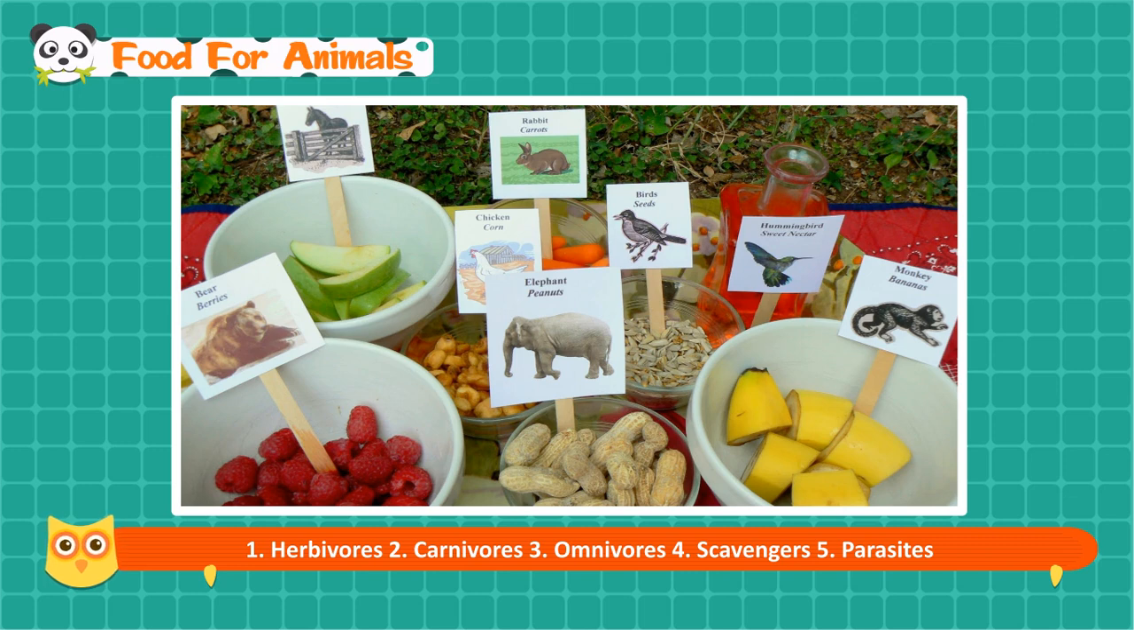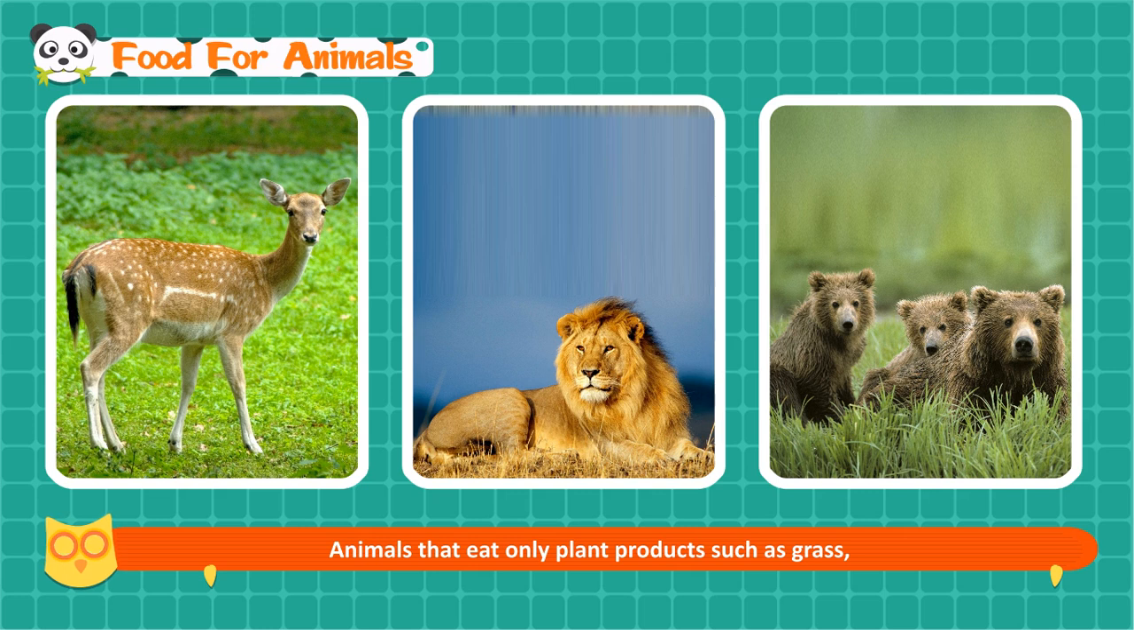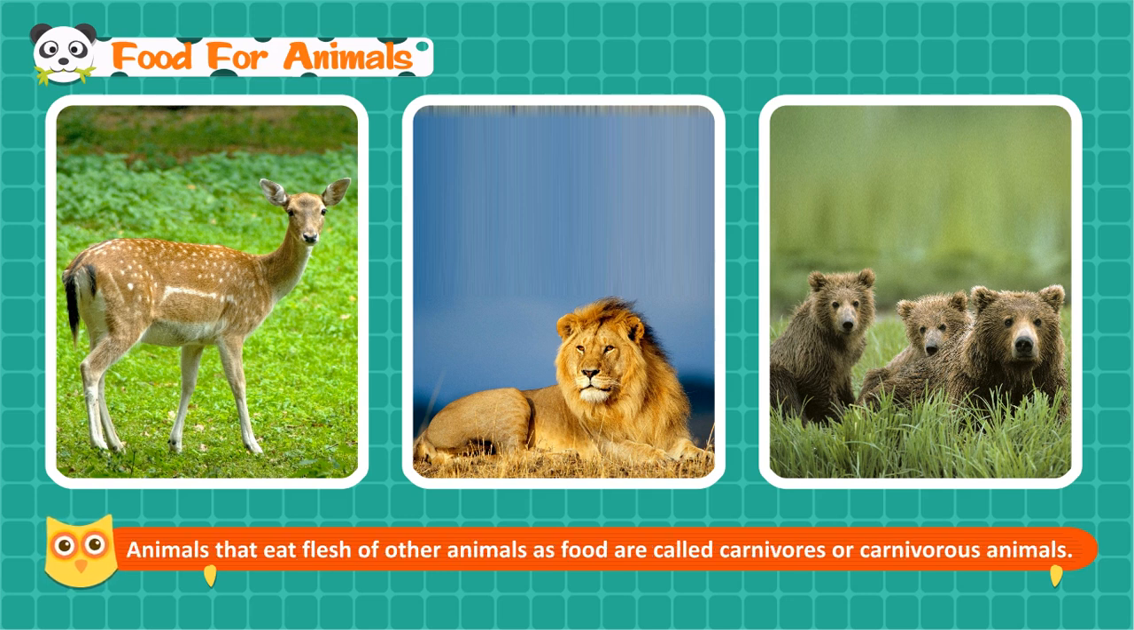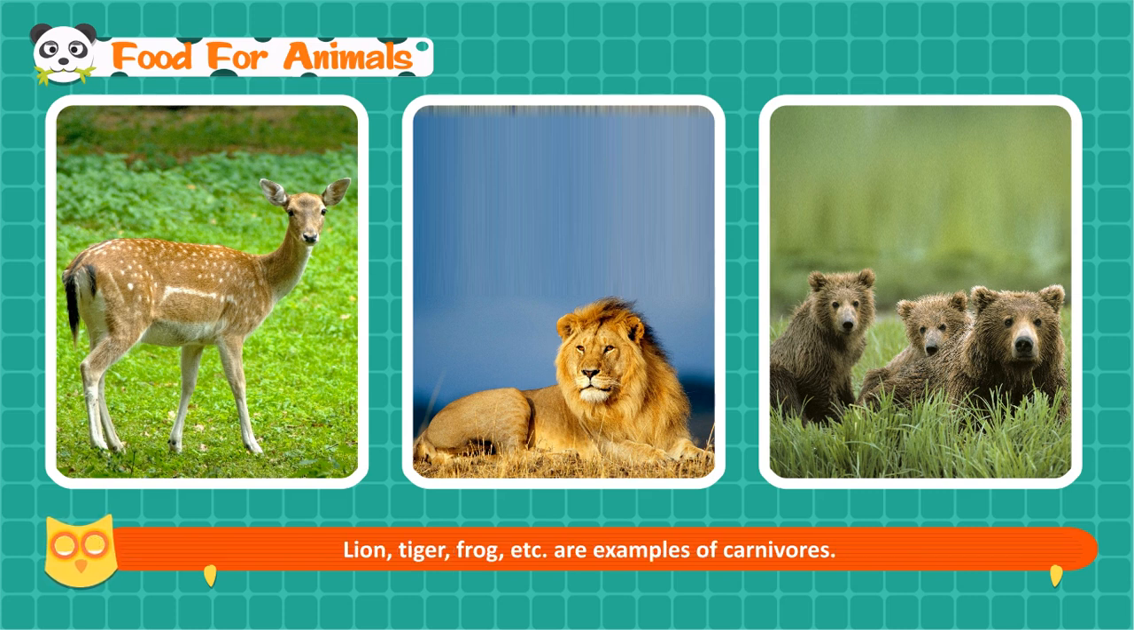Animals that eat only plant products such as grass, leaves and grains are called herbivores or herbivorous animals. Cow, deer, goat, buffalo, horse, elephants, etc. are examples of herbivores. Animals that eat flesh of other animals as food are called carnivores or carnivorous animals. Lion, tiger, frog, etc. are examples of carnivores.